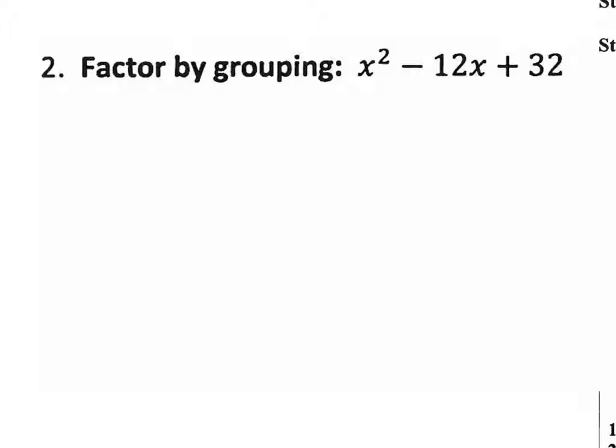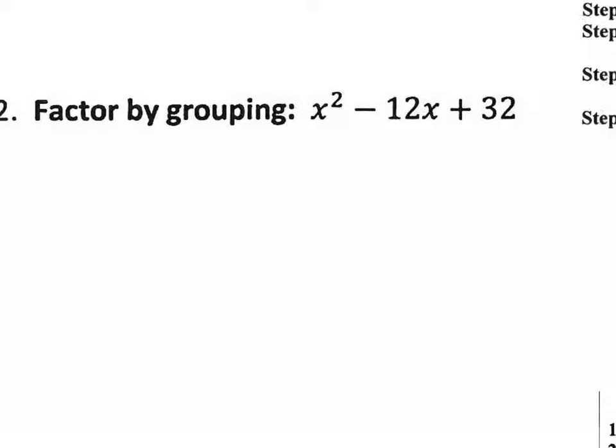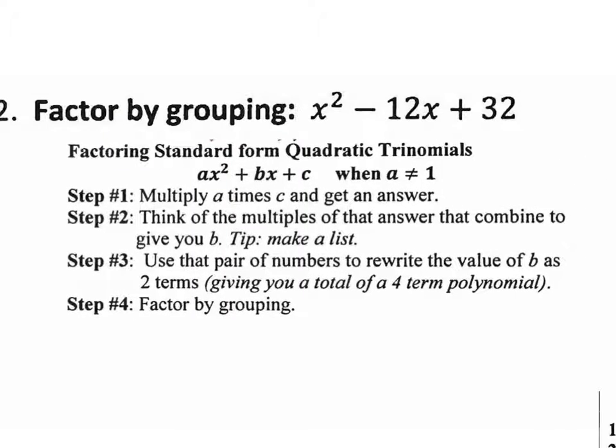You could definitely pretend that there's an actual number right here and go through this long process of factoring. Step 1 would be multiply a times c, get an answer. Step 2, think of the multiples of that answer that combine to give you b. Make a list. Step 3, use that pair of numbers to rewrite your middle value as 2 terms, giving you a total of 4 terms instead of 3 terms. And then step 4, factoring by grouping.